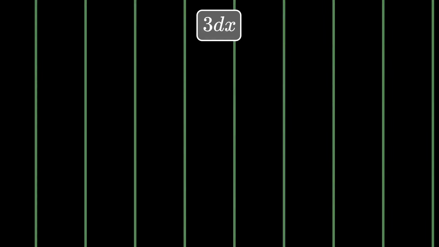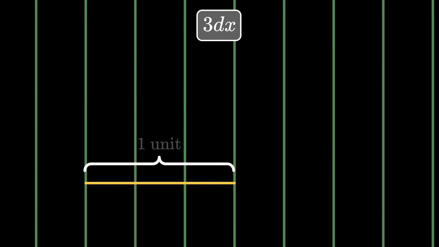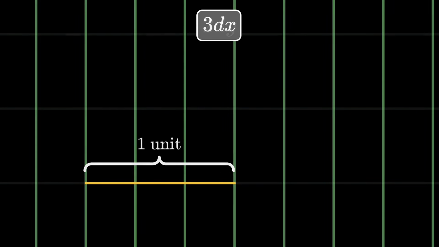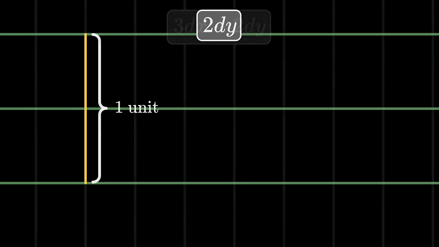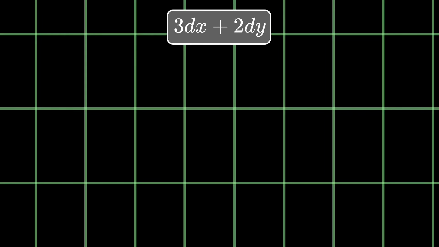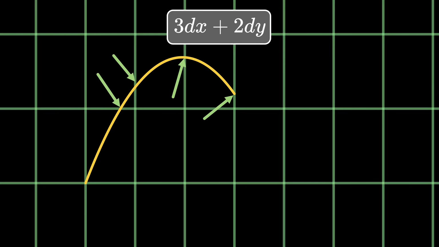This is what 3dx looks like, where a segment of unit length in the x direction should cross 3 lines, and this is what 2dy looks like, where a vertical segment of unit length should cross 2 lines. We can simply combine these two for 3dx plus 2dy. The idea is still the same. We integrate the differential form along a path by counting the number of lines it crossed.